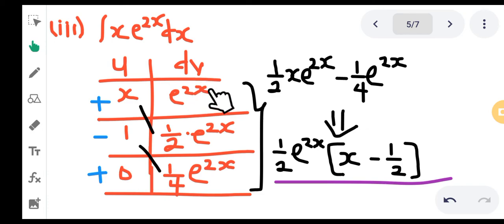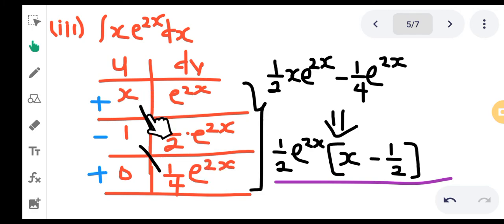You are done. Then anytime you integrate e exponent x, you maintain the e exponent x and you differentiate the exponent. But when you differentiate the exponent, you're going to get 2. Then you divide by the result. You are going to get half times e exponent 2x. The same thing, you integrate this and that will give us 1 over 4 e exponent 2x, because the 2 will come and multiply the 2, and we are going to get 1 over 4 e exponent 2x.